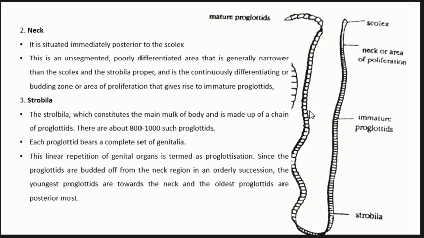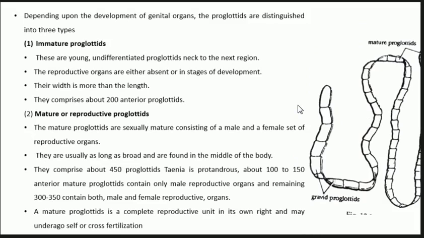This linear repetition of genital organs is termed proglottization. Since the proglottids are budding off from the neck region in orderly succession, the youngest proglottids are towards the neck, youngest are here, and the oldest are towards the posterior end. So youngest will be here and oldest will be at the posterior end.